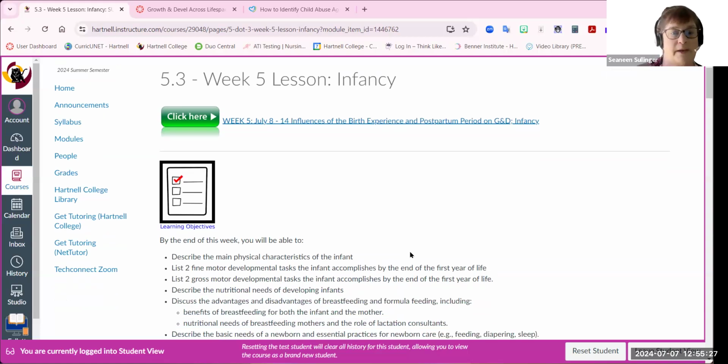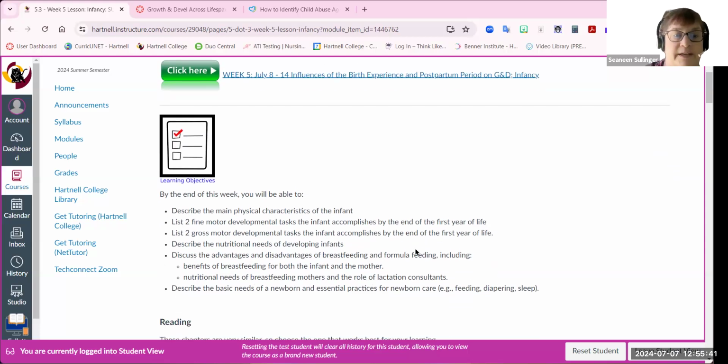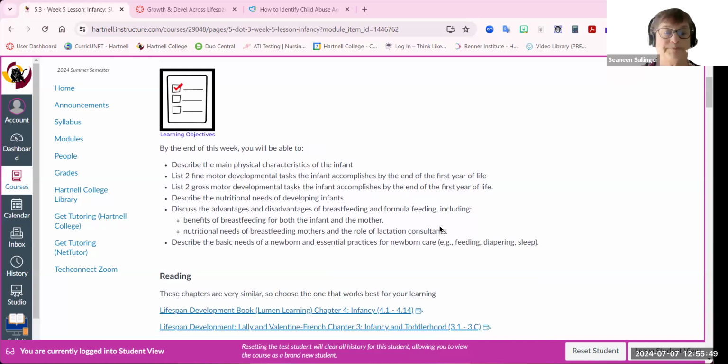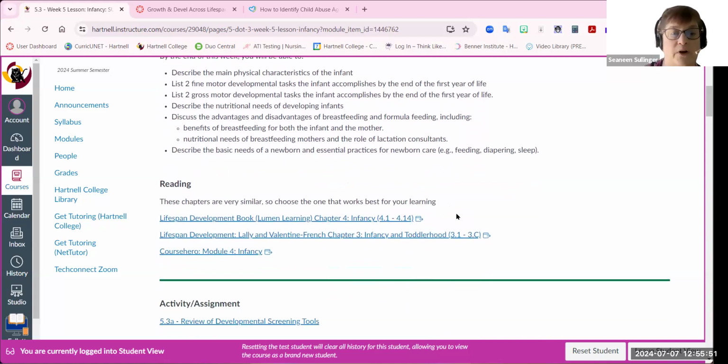So main characteristics of the infant, looking at fine motor being fine, like drawing, writing, holding things, gross motor being big arm movements, walking, crawling, things like that. Nutritional needs, advantages, disadvantages of breastfeeding and formula feeding, and basic needs of the newborn, like basic care of the newborn.